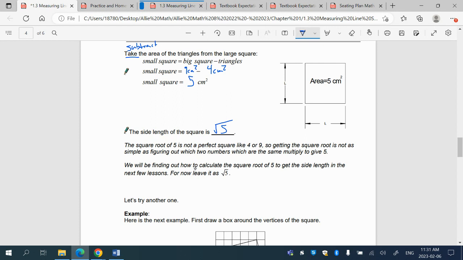One thing I guess you can know is that length squared equals area, and the square root of area equals length. So if we have the area, we don't know what the length is, we can just put a radical sign around the 5 to find the side length. This is because squaring and the radical sign or taking the square root are opposite or reciprocal operations.